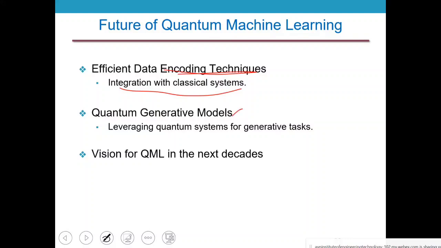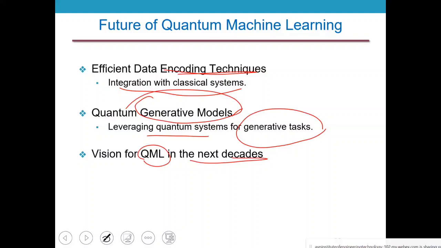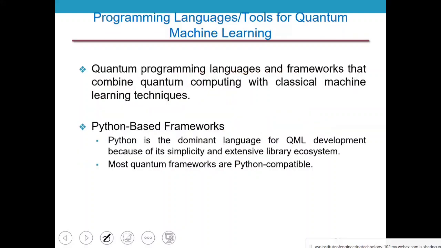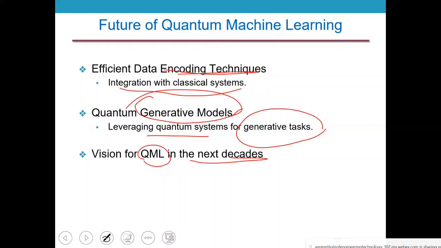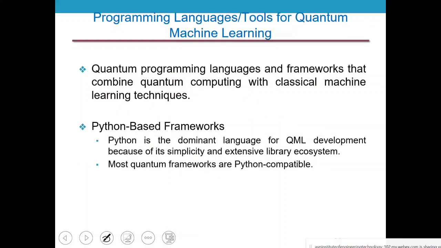And the quantum generative models, because many researchers are working on these generative models. We know the importance of generative models, what kind of generations it does: text to text, text to image, image to text and image to image, and all combinations. So leveraging the quantum systems for the generative tasks is another future direction, and a vision for QML in the next decade. So these are some of the future directions, and you can work on that.